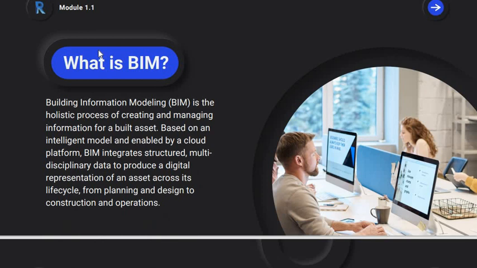It is a process of creating and managing information for built assets based on intelligent models and enabled by a cloud platform. BIM integrates structured and multidisciplinary data to produce a digital representation of assets across its lifecycle, from planning and designing to construction and operation. In simple words, we can say that it is a digital representation of a building, its physical and functional properties and its characteristics. It includes all the information about the buildings and the models made in the software.